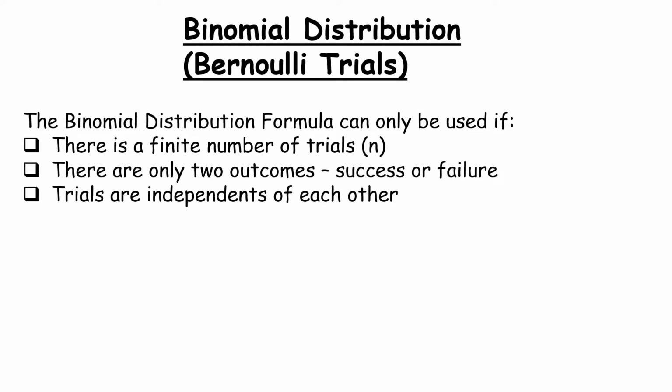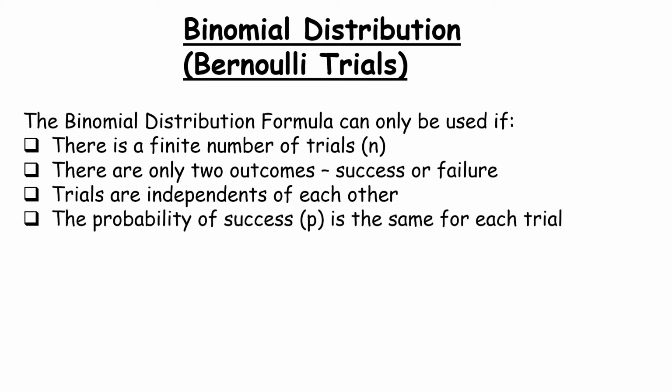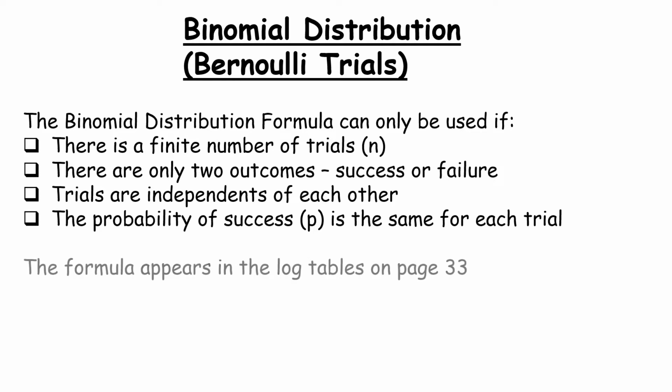So for example, if I were to roll a dice 100 times, it doesn't matter what outcome I get on the first one, that will not affect the second one. The second outcome will not affect the third, and so on. They are independent. The probability of success is the same for each trial, so it does not change. So that's quite strongly linked there to that independence, that it's important that the probability of success, that p in our formula, is going to stay the same.